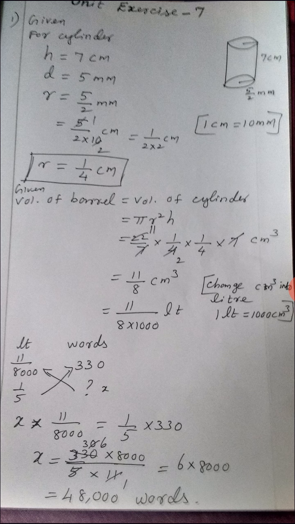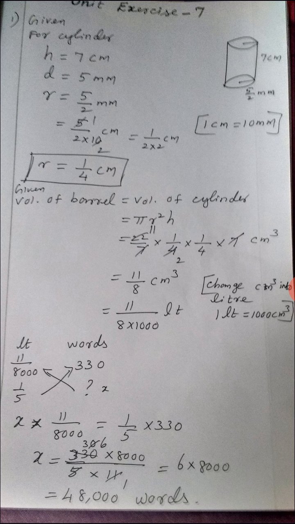Okay. Then to find X, how do you find? Cross multiply these two. X into 11/8000 equals 1/5 into 330. Okay. Cross multiplying these two, then find X. Keep X on the left hand side. Bring the remaining terms to the right hand side. On the right hand side already 330 divided by 5 is there. While changing, this 11/8000 becomes 8000 by 11. Okay, while changing side the number gets reciprocal. So 8000 comes into the numerator and 11 comes into the denominator.